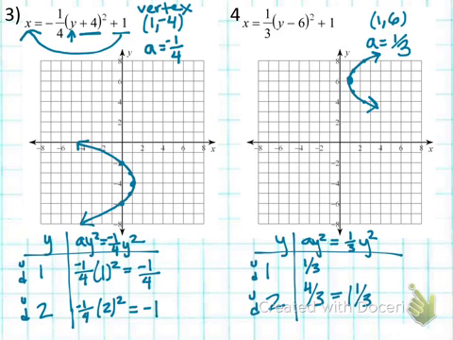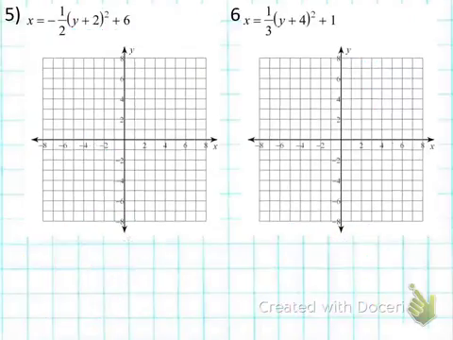Okay, those are the only ones that we did in class, and then we went over the homework from yesterday and started working on this assignment, but I will do a couple more examples just so you can see some more if needed. Okay, so here for number 5, my vertex would be 6, comma, negative 2.